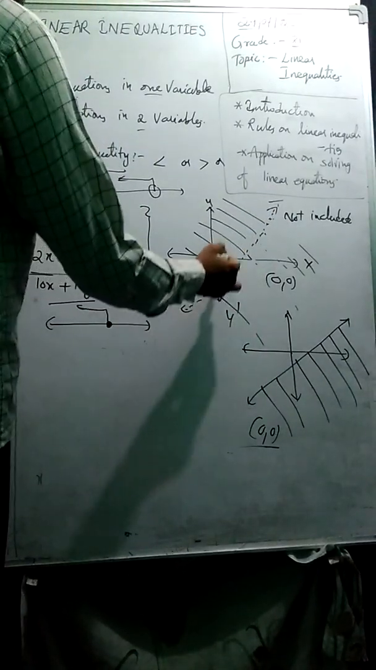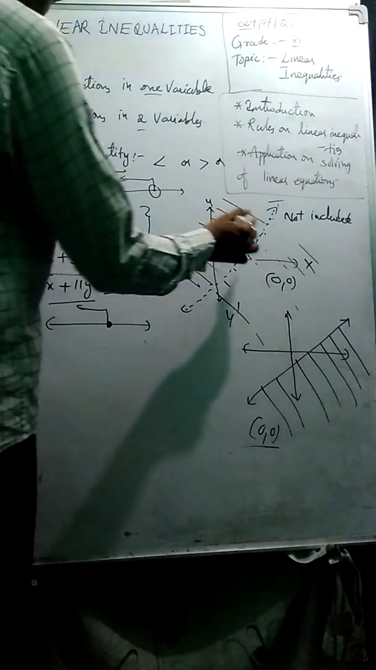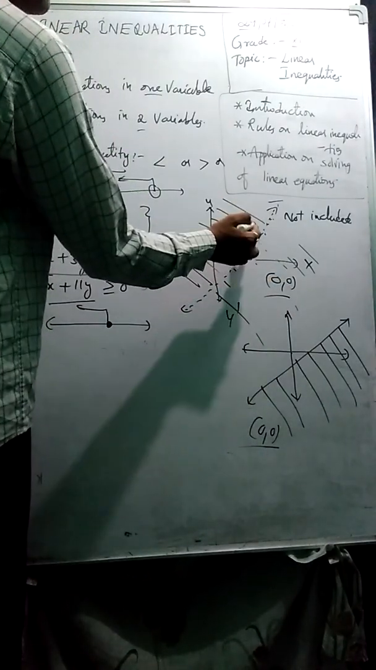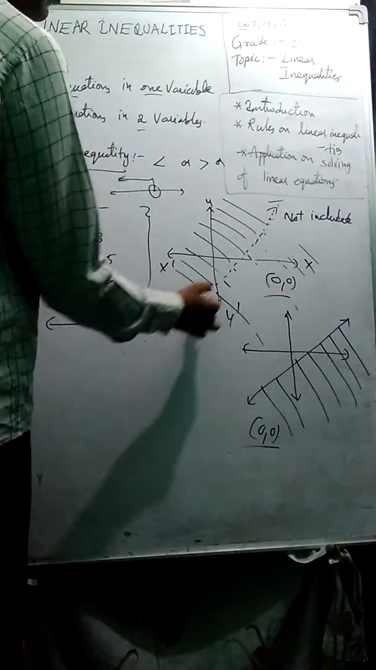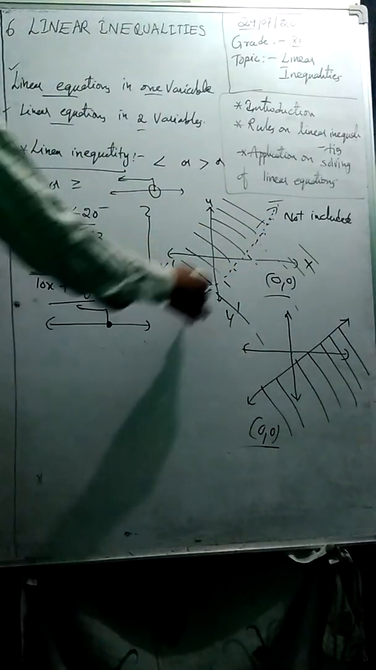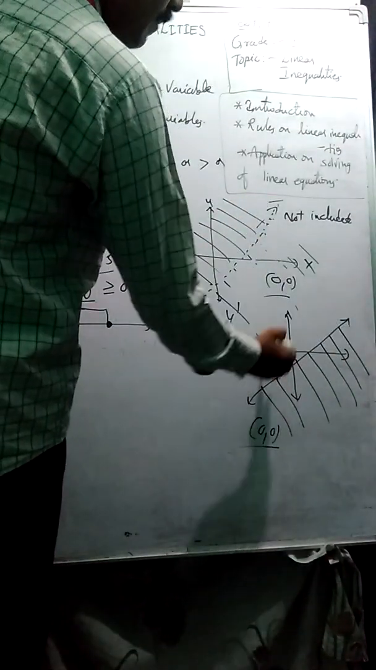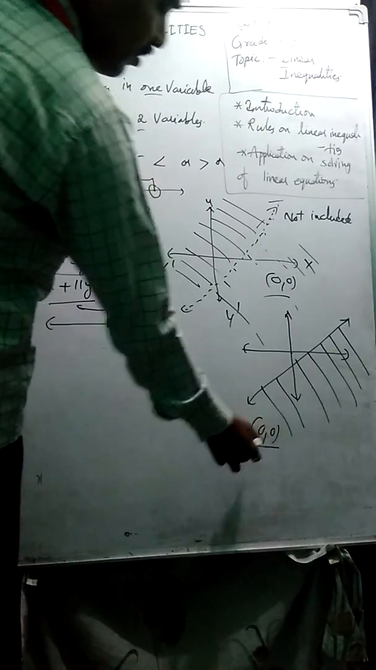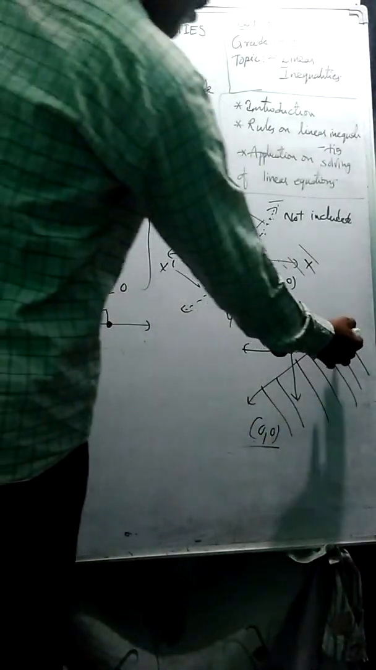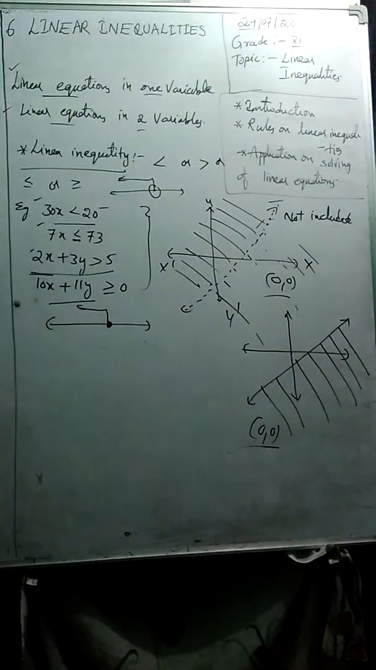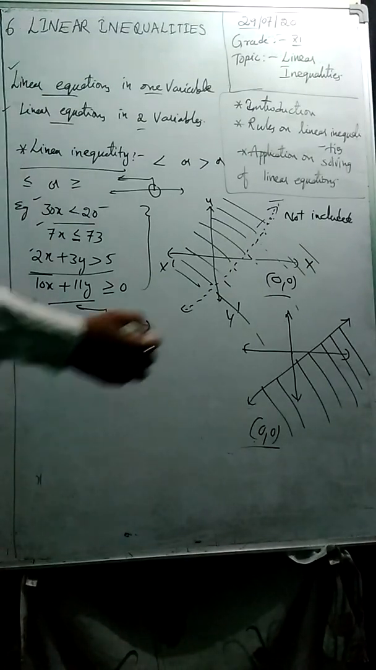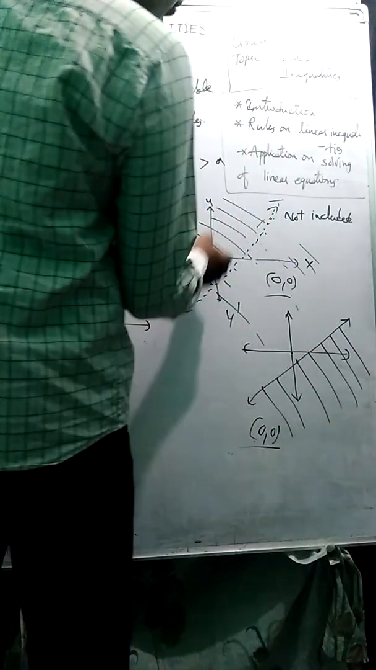There are no endpoints. If you have only greater than and it satisfies the origin, towards the origin these values are not included. That is why we have taken a dotted line. But in this case, away from the origin, because this is not satisfied by the origin, all the points away from the origin are included, and this is called a half plane. This is one more half plane.